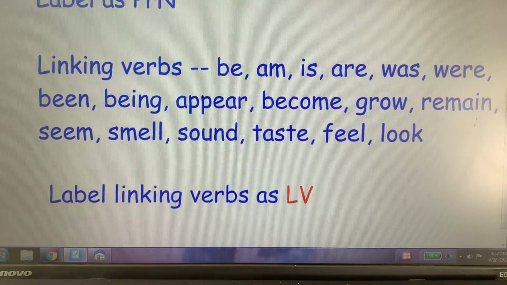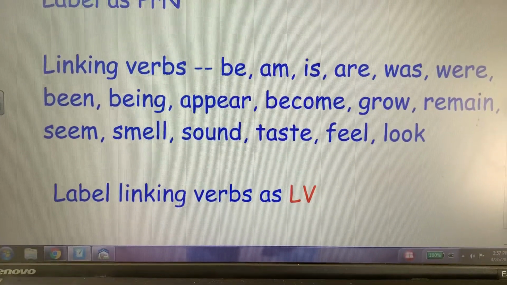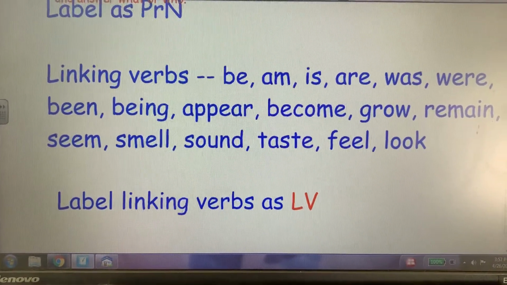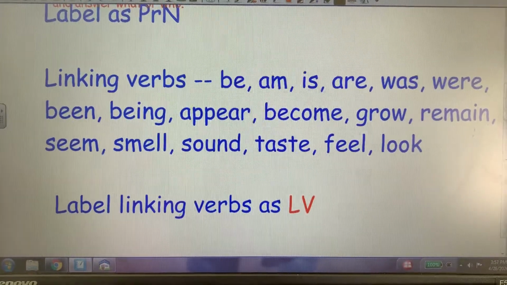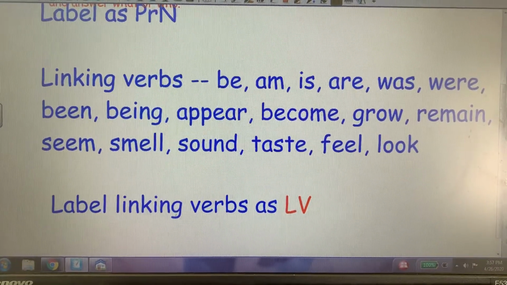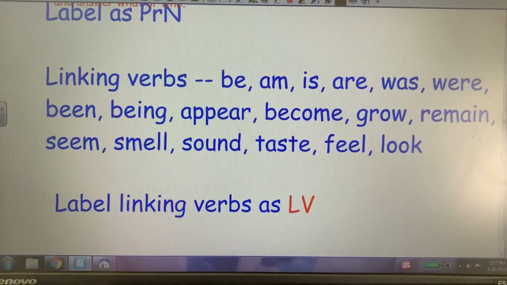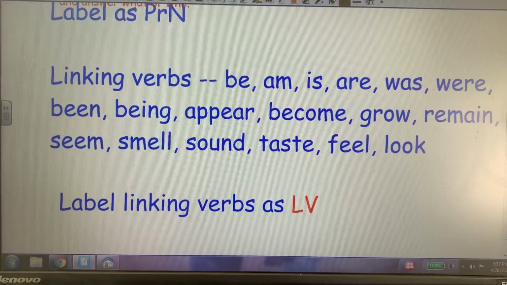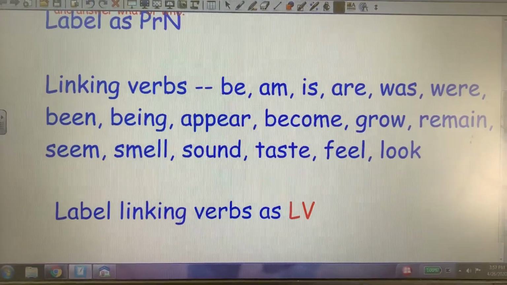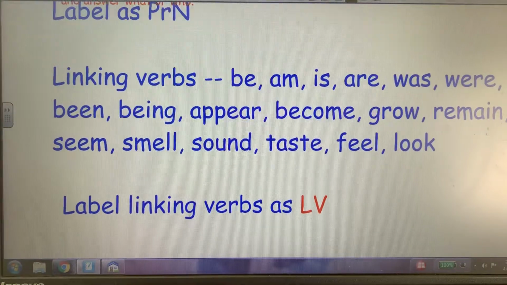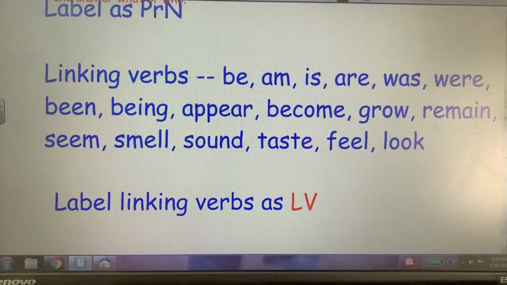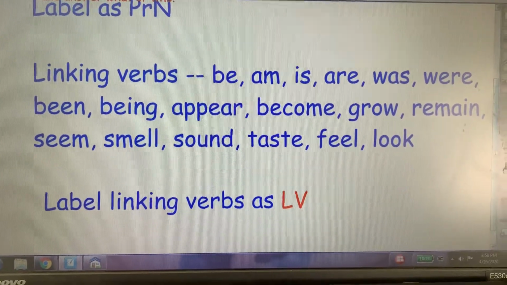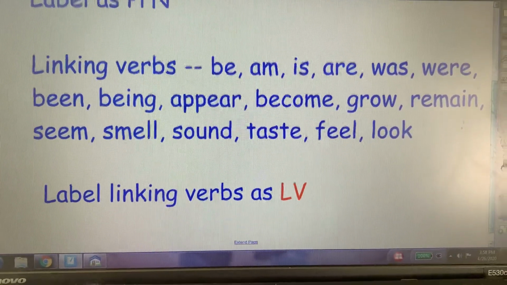So the verbs that we're going to learn this week for linking verbs are be, am, is, are, was, were, been, being, and then appear, become, grow, remain, seem, smell, sound, taste, feel, and look. This is a pretty big group, but there might be some more when you get to the 6th or the 7th grade. Okay, we're going to label linking verbs as LV. Now, I can't wait long enough for you to write this down, so you might have to watch it several times and stop the video so that you can get these things down.